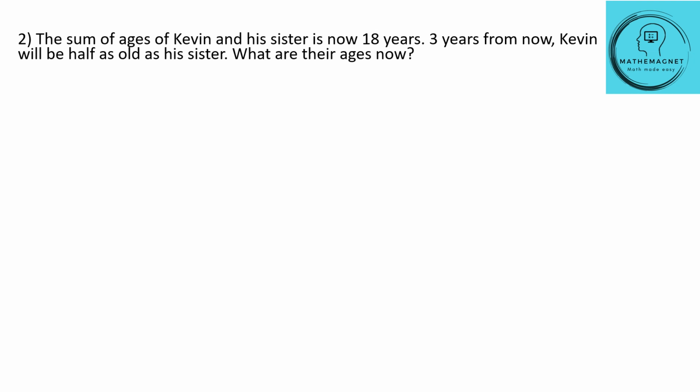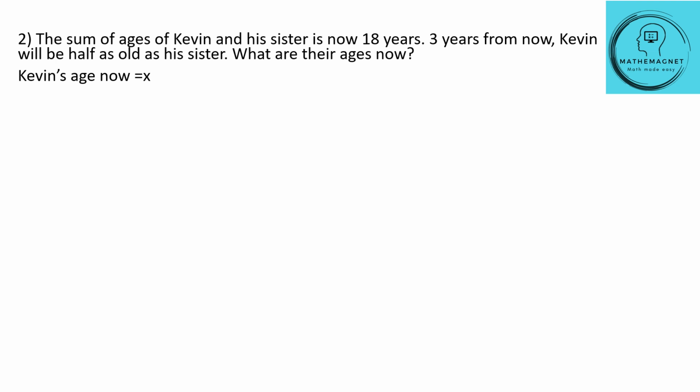Question number 2. The sum of ages of Kevin and his sister is now 18 years. 3 years from now, Kevin will be half as old as his sister. What are their ages now? So from the statement, Kevin will be half as old as his sister, it's evident that his sister is an elder sister.